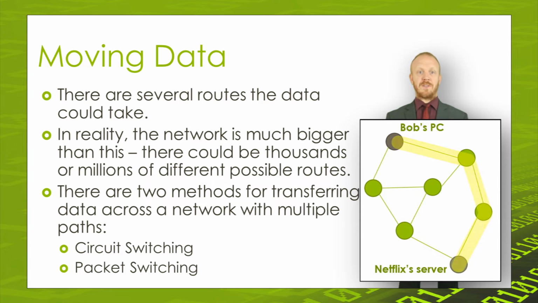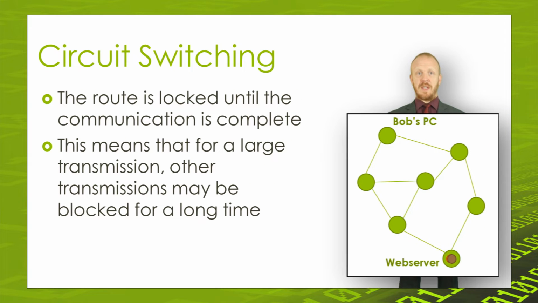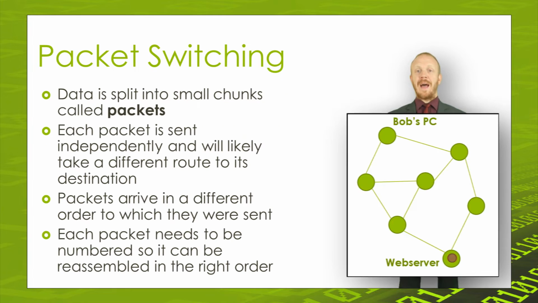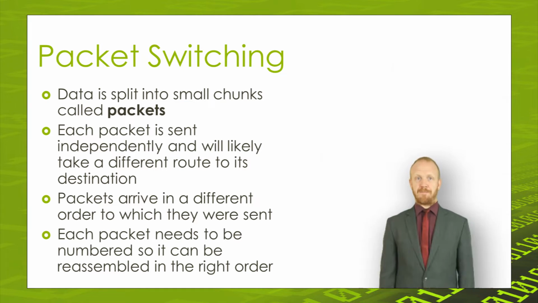There are two methods for transferring data across a network with multiple paths: circuit switching and packet switching. In circuit switching, the route is locked until a communication is complete. This means that for a large transmission, other transmissions may be blocked for a long time. In packet switching, the data is split into small chunks called packets, and each one is sent independently. They will likely arrive at different times and take different routes to get there. Because they may arrive out of order, each packet needs to be numbered and then reassembled at the other side.